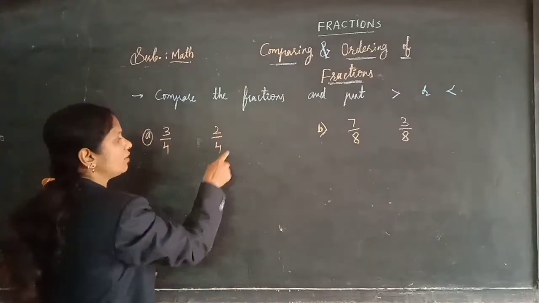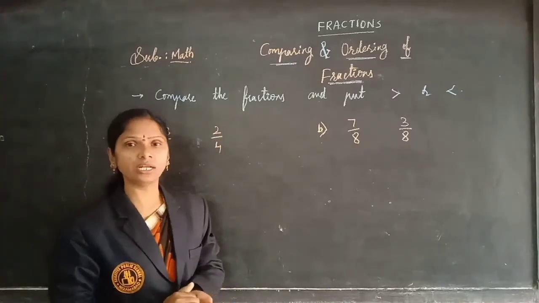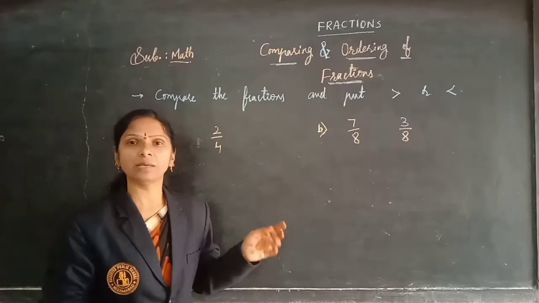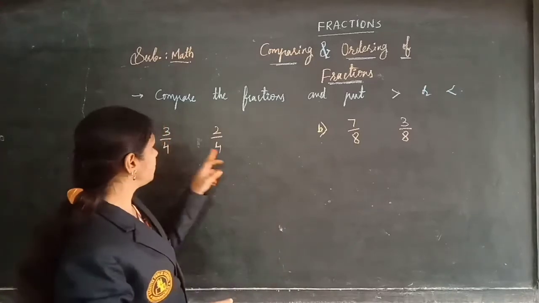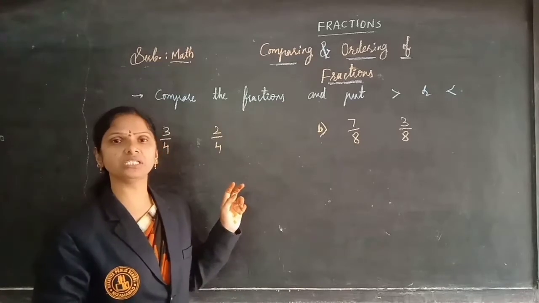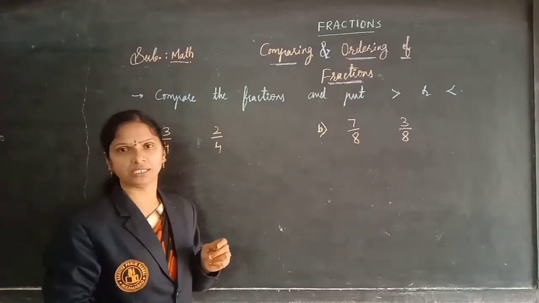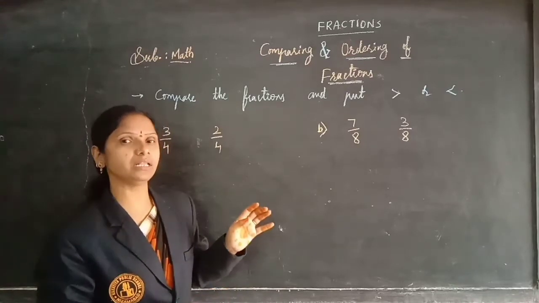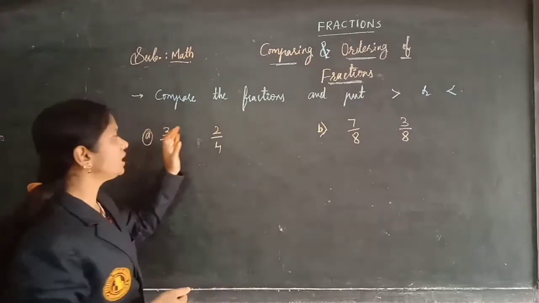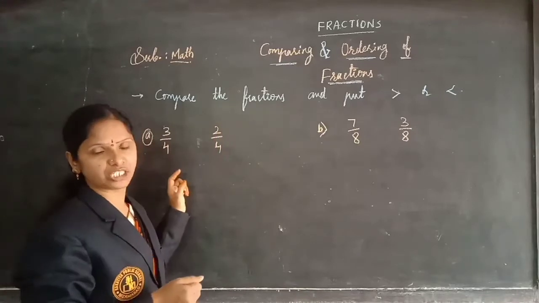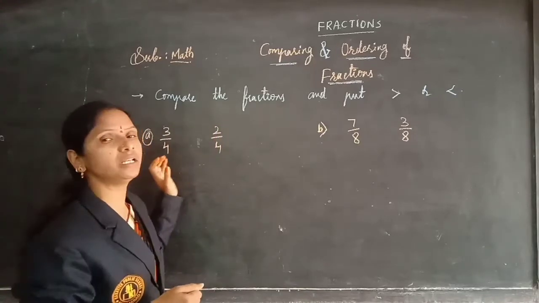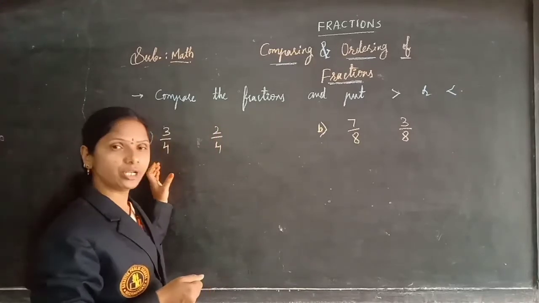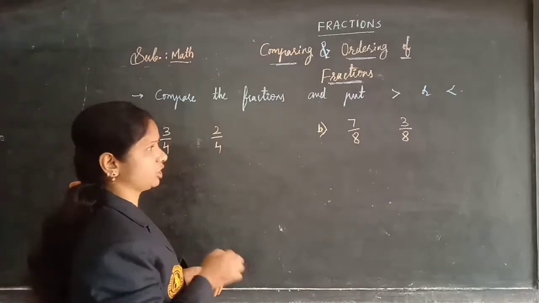So 3 by 4 and 2 by 4. Which type of fractions? Already I told you in the previous videos about types of fractions, children. With the same denominator, which type of fractions are these? These are like fractions. So when we are comparing like fractions, whichever numerator is smaller, that fraction will be the smaller. Whichever numerator is larger, that fraction is larger, bigger, children.